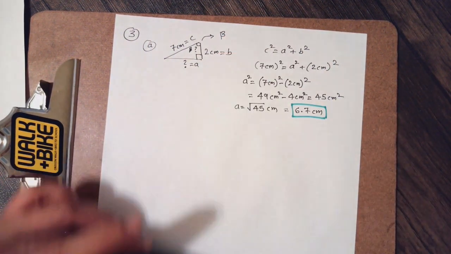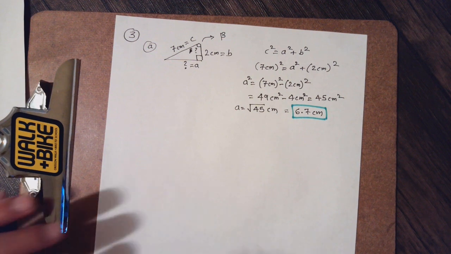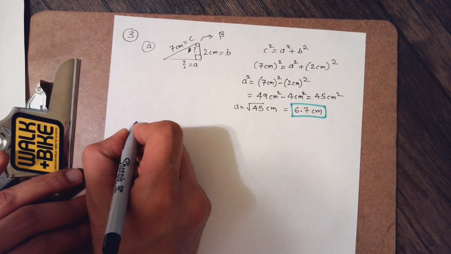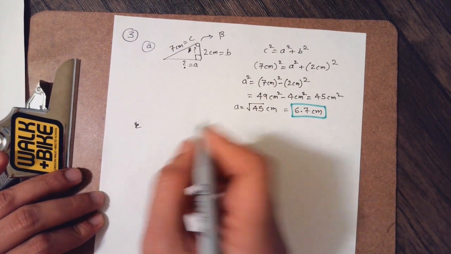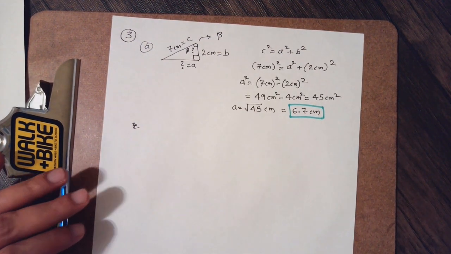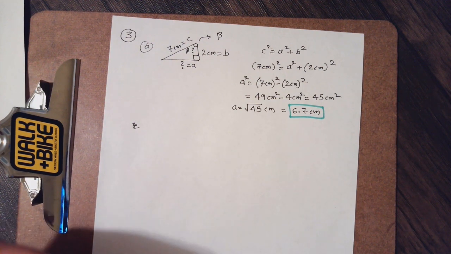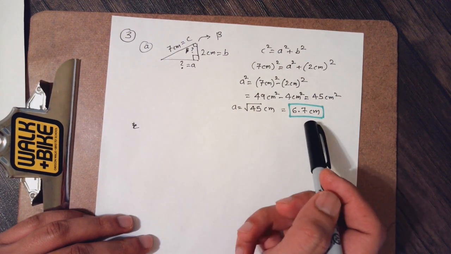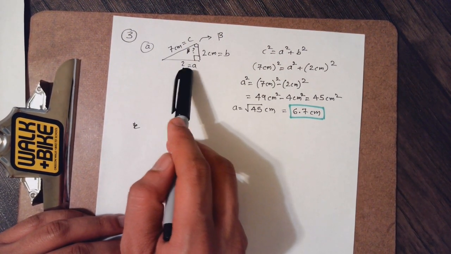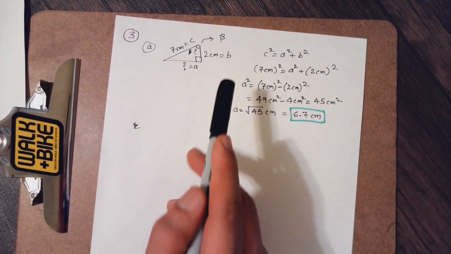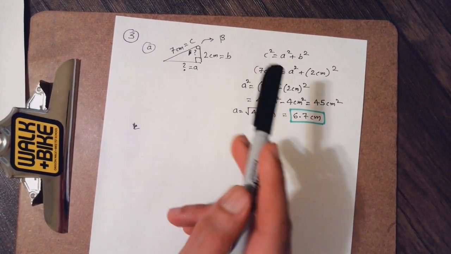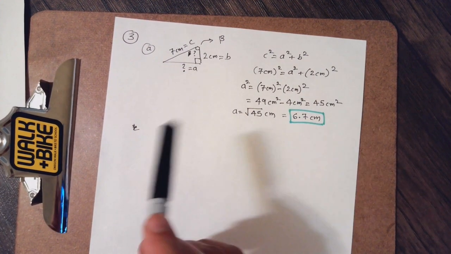How about this angle, beta? All right, it's the same question. So for this beta, you can use the trigonometric ratios. So if you remember, there are three ratios, right? Sine, cosine, and tan. So you got to think about which one of those three could you use. There are three sides, and now you know all three of them, right? 7 centimeter, 2 centimeter, and you know this is 6.7 centimeter. You just found it. So you could find any of the three ratios here, right? It doesn't matter. It should give you the same answer.